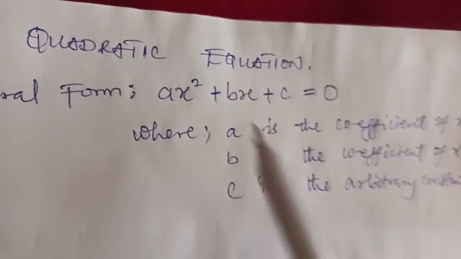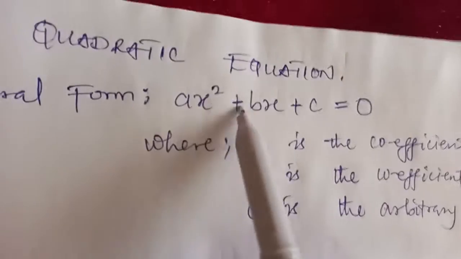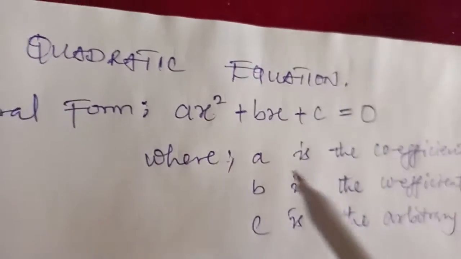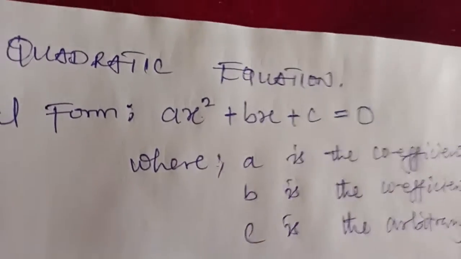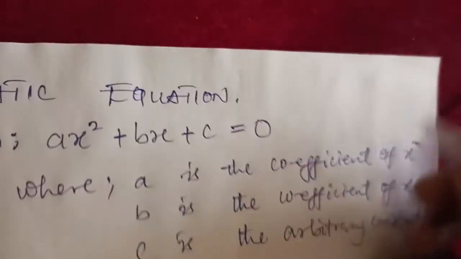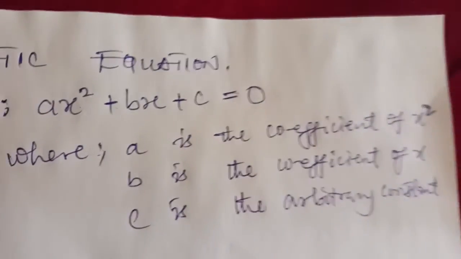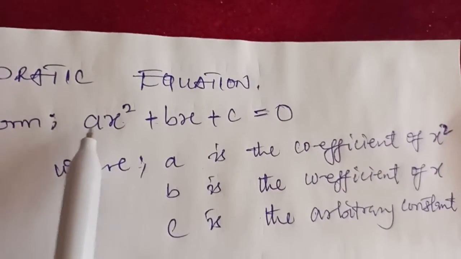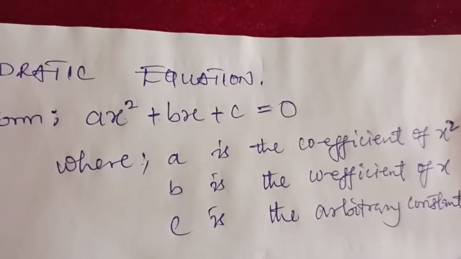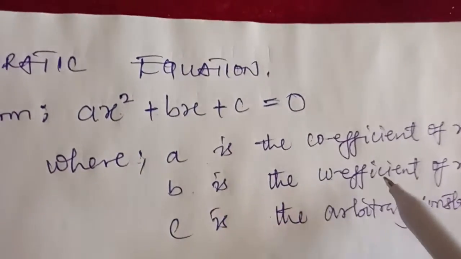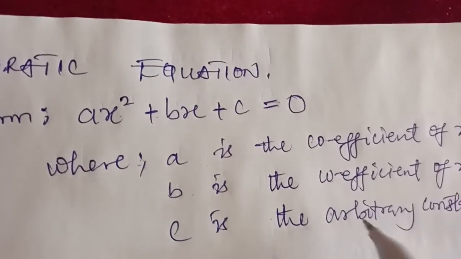A general form of a quadratic equation is given by ax squared plus bx plus c equals 0, where a is the coefficient of x squared. It is called the coefficient of x squared because it is the constant attached to the variable x squared. b is the coefficient of x, and c is the arbitrary constant.